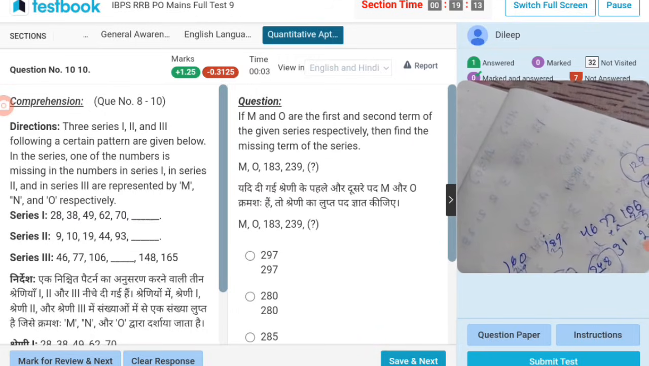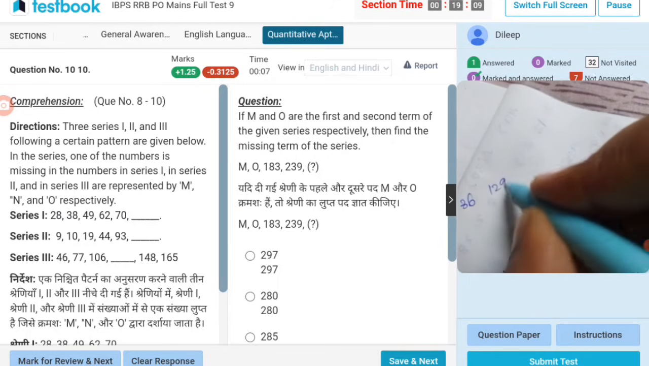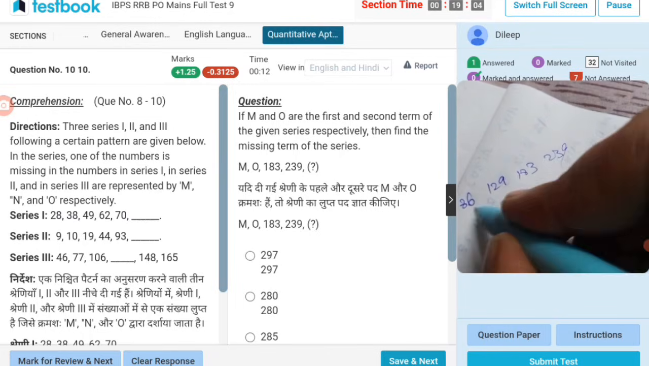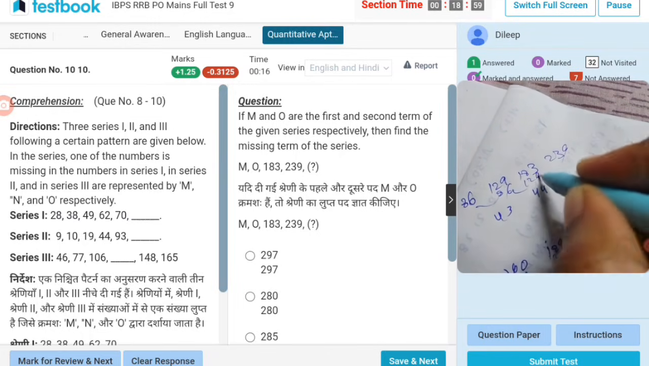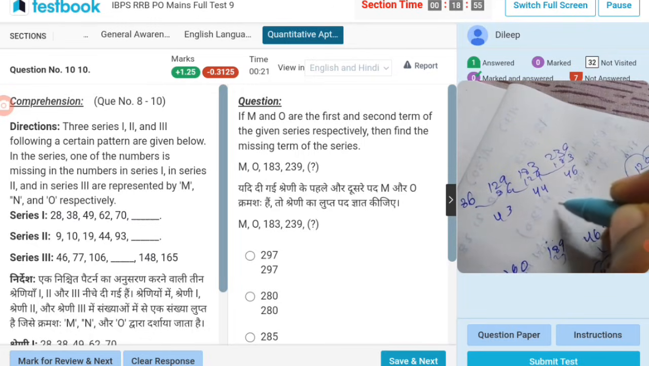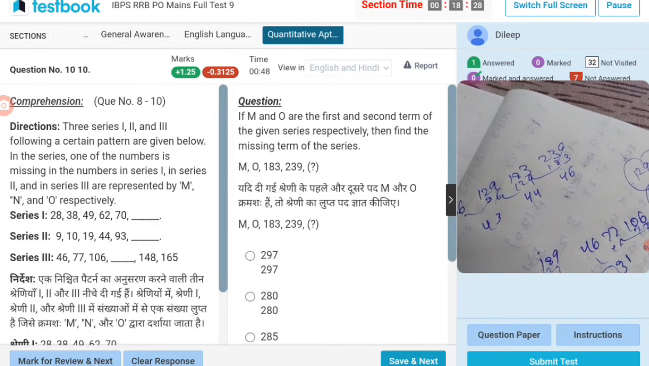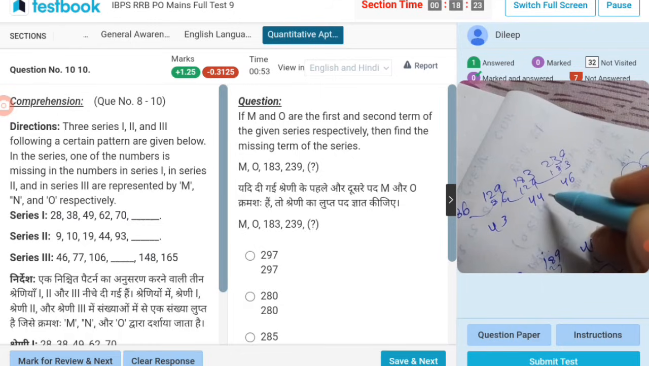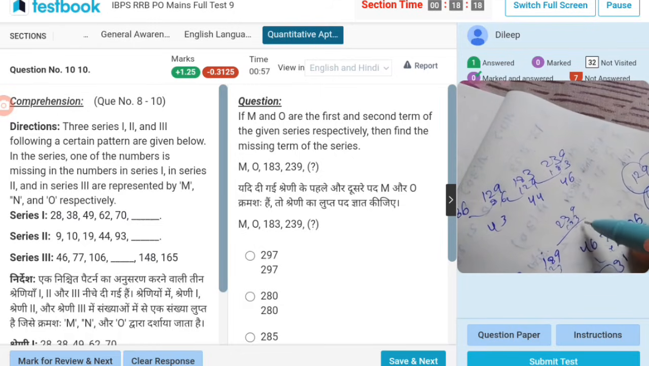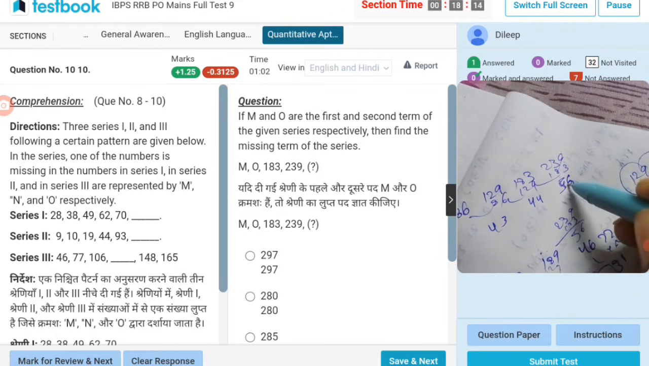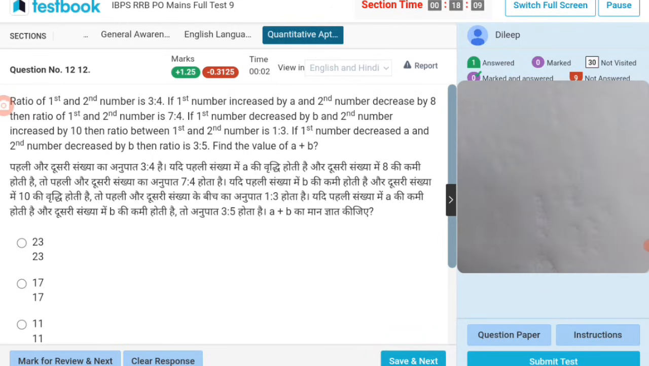m and o, first and second terms, m and o, 86 and 129, 239. Two 39 and 83, 86. Next one.